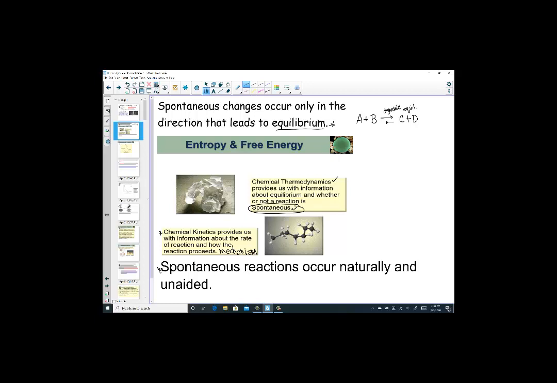Spontaneous reactions occur naturally. They are unaided. They do not need an input of any energy from an outside source to occur naturally. Non-spontaneous reactions do not occur without special input of energy, or a driving force, if you will. So thermodynamics, does the reaction occur spontaneously? Kinetics, well, how long does that reaction take to occur spontaneously? One is very different than the other.